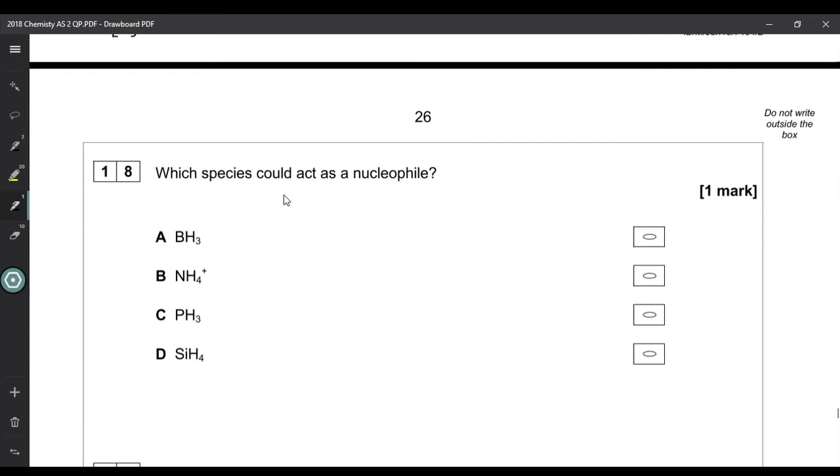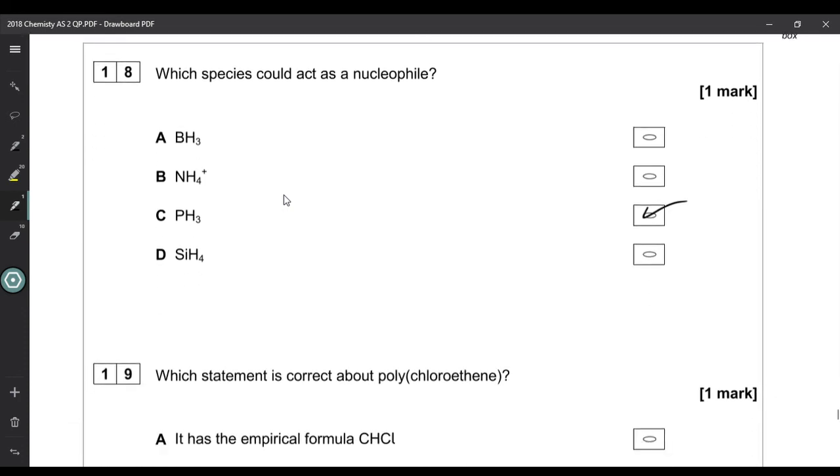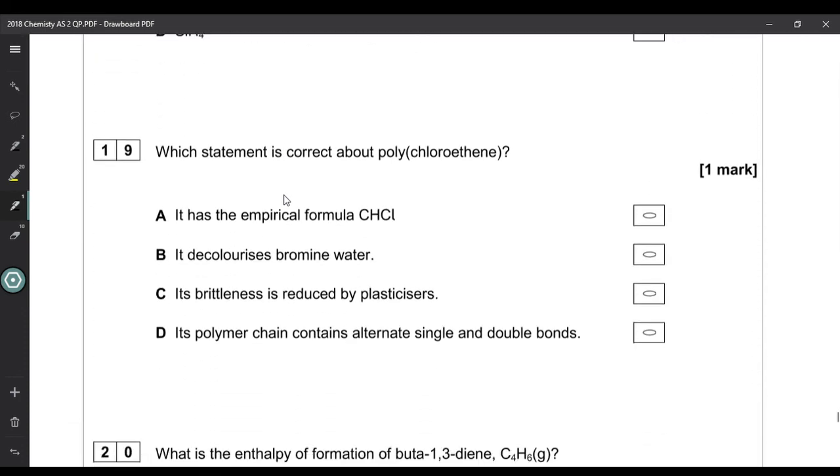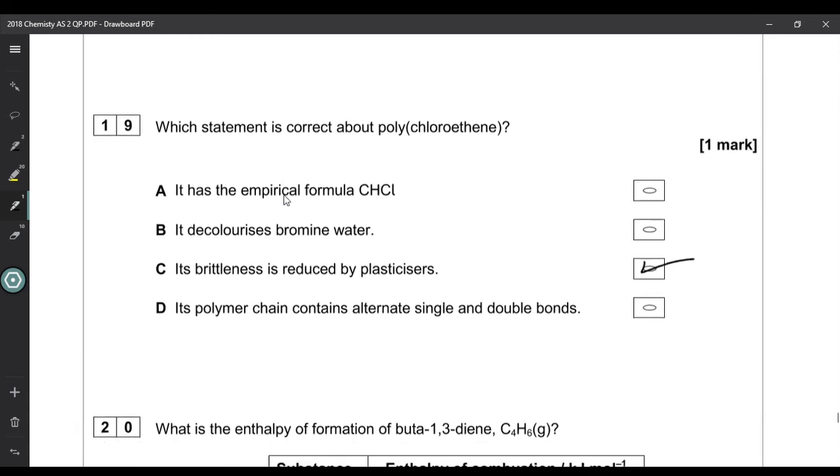Which species could act as a nucleophile? So again, it's just knowing the properties required of nucleophiles. So this is pH 3. Which statement is correct about polychloroethene? And with that one, its brittleness is reduced by plasticizers. So again, it's just knowing about properties of different polymers.